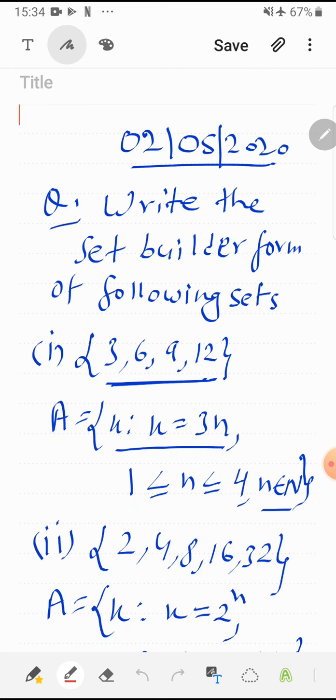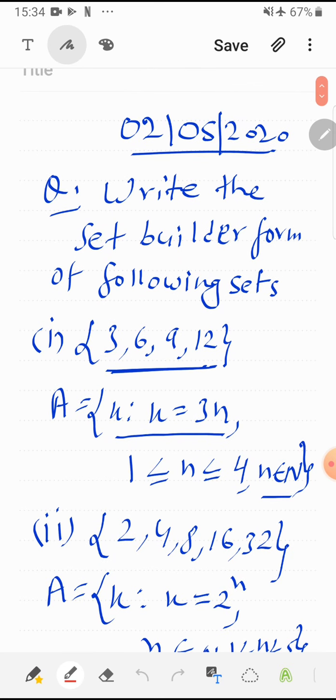Now students, when we write the set builder form of any set, we should speak like a lawyer. The language must be very firm. So for example, here the set builder form is x such that x is equal to 3n. Now if I simply write x is equal to 3n, then I can put n as 5, 6. So 3 into 5 is 15, and 15 is not part of the set. So what we have to do is restrict the limit of n, which is 1 to 4.